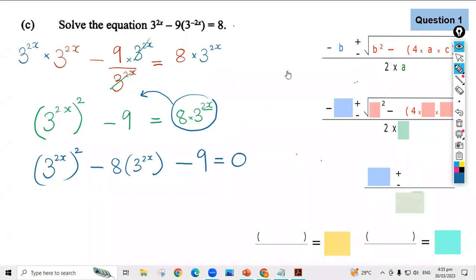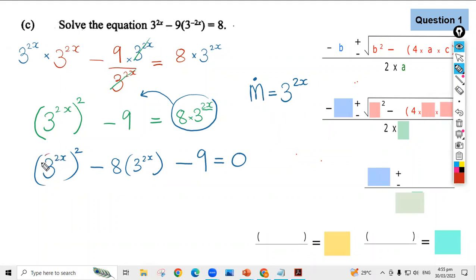Here's what you want to do. I can have a little space here. Let's choose any letter in the world except for x. I'm going to choose the letter M because my teacher used to choose M when I was in school. We're going to let M be equal to 3 to the power 2x. So that means when we go to that equation, wherever we see a 3 to the power 2x, we can throw it away and replace it with M.